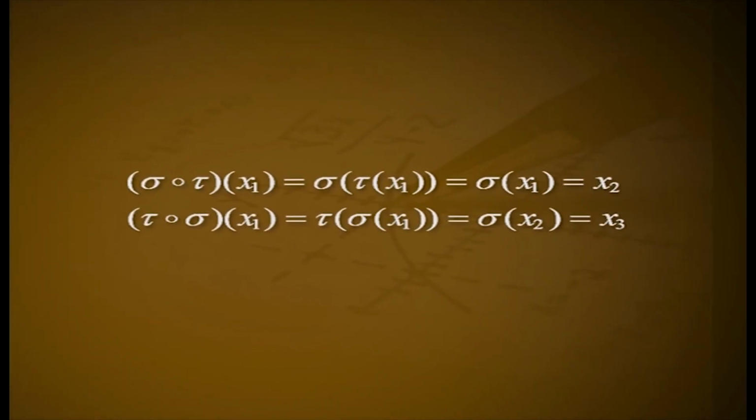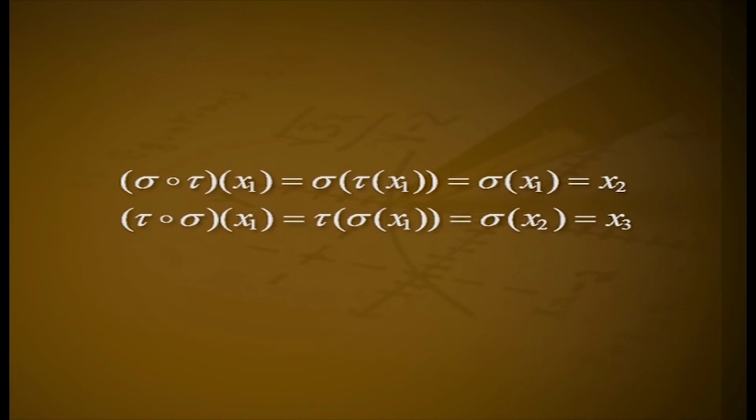Define the mapping tau from S to S by tau of x2 equals x3, tau of x3 equals x2, and tau of s equals s for any s belonging to S different from x2 and x3. Clearly, both sigma and tau are in A of S. Now, sigma composition tau of x1 equals sigma of tau of x1 equals sigma of x1 equals x2, and tau composition sigma of x1 equals tau of sigma of x1 equals tau of x2 equals x3, and hence sigma composition tau is not equal to tau composition sigma.